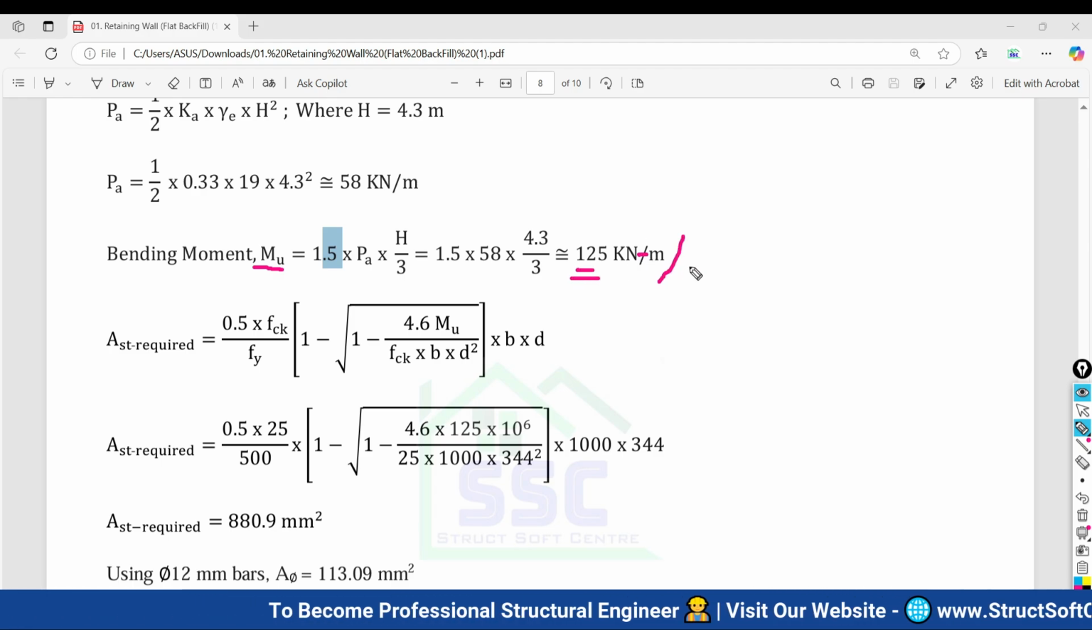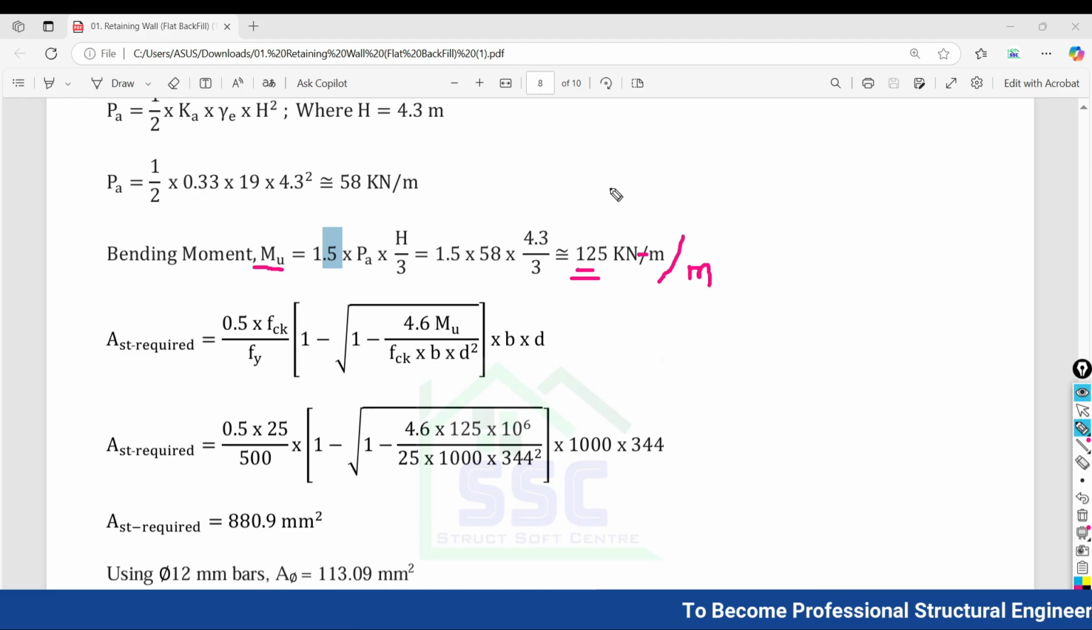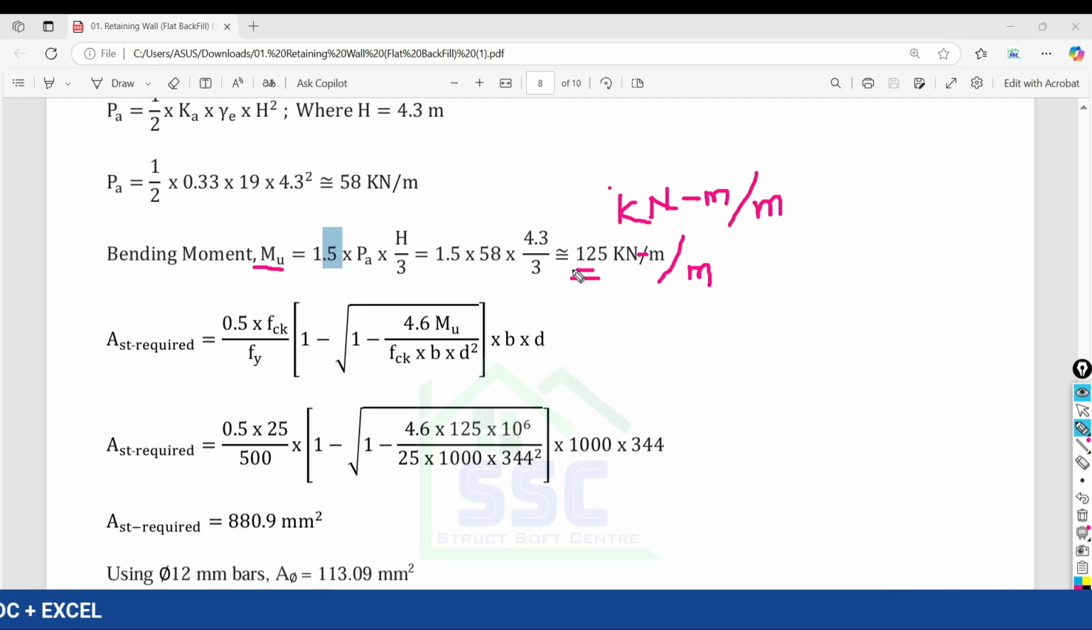meter per meter of the length of your retaining wall. It is not kilonewton only, it is kilonewton meter over the 1 meter length of the retaining wall. This correction I will do in the file.